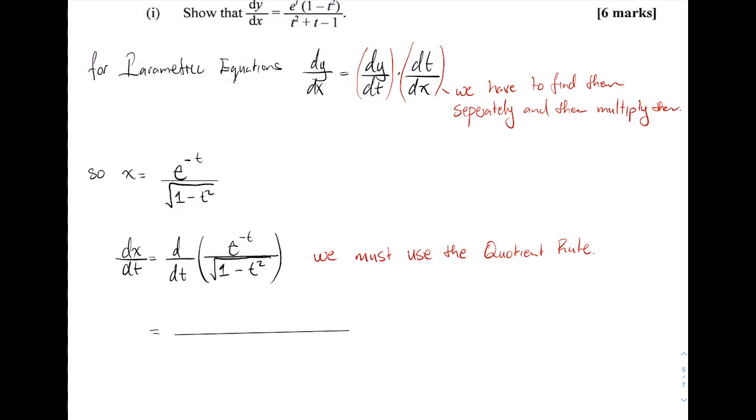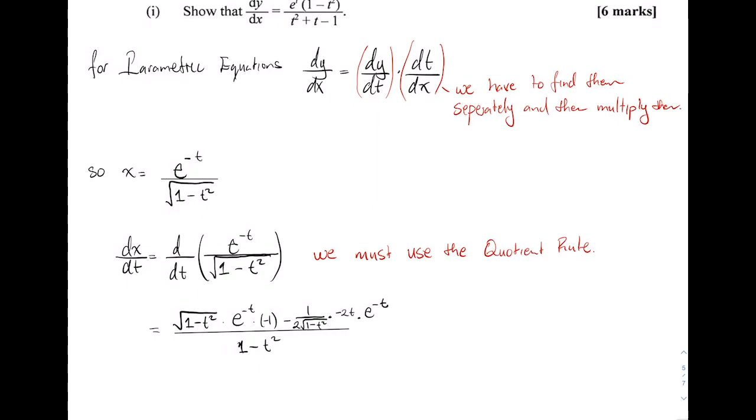Applying the quotient rule of differentiation gives us the denominator squared, which is the square root of 1 minus t squared, all squared, gives us 1 minus t squared. And then we have the square root of 1 minus t squared times e to the negative t times -1, minus the derivative of our denominator, which is 1 divided by 2 times the square root of 1 minus t squared times -2t. And then we multiply by our original function, u, which would have been our numerator, which is e to the minus t.